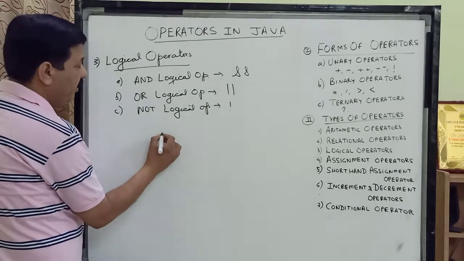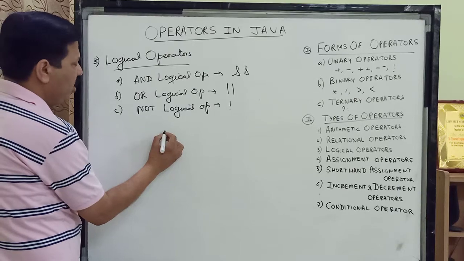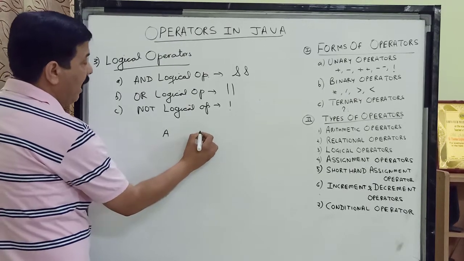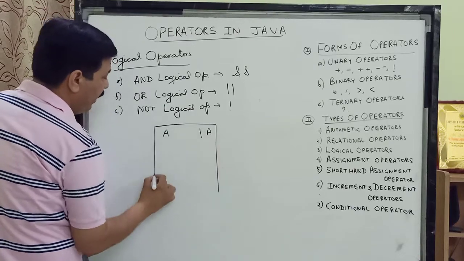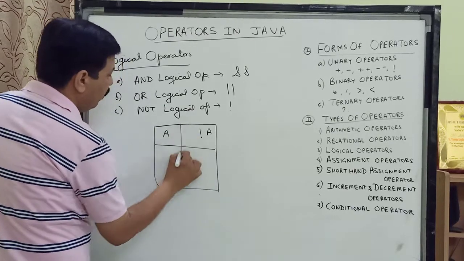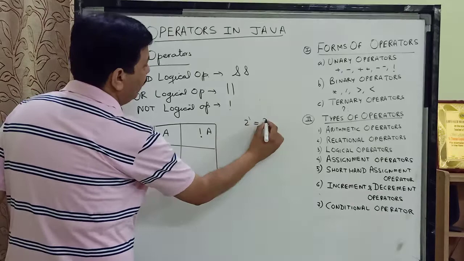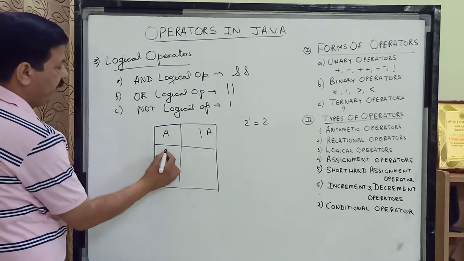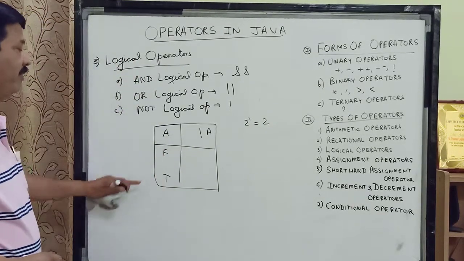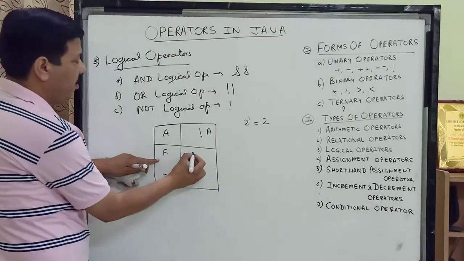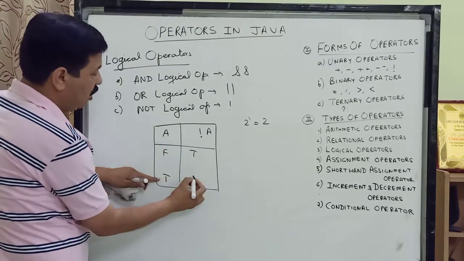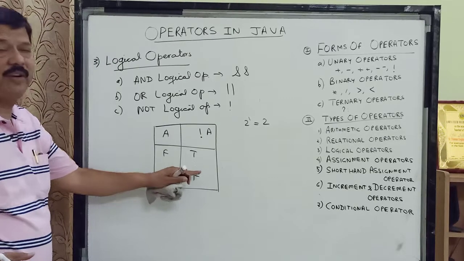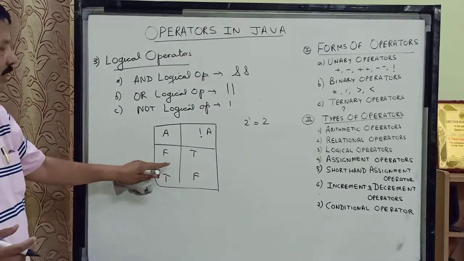So the NOT operator: children, if we have any operand, say A, then NOT A is written like this. If we form a table of it, since it has one input, it will have 2 raised to the power of 1, so two possible outputs, that is false and true. If the input is false, the output will be true for NOT A. And if it is true, the output will be false. It is just reversing the input.